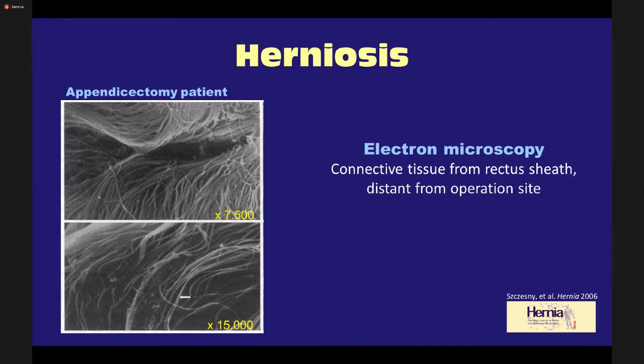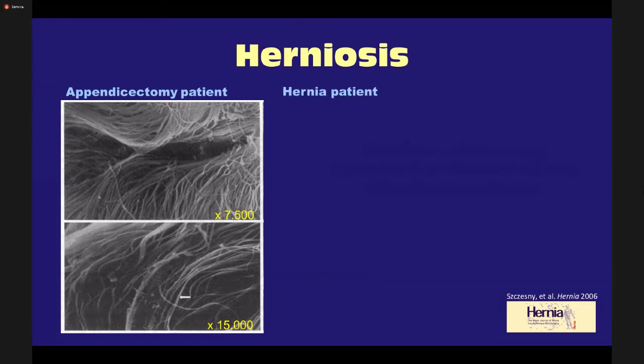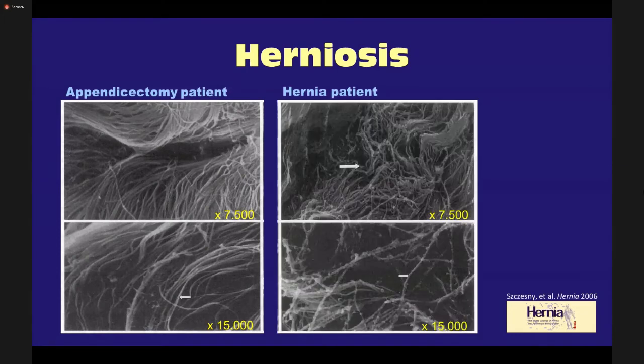Very nice pictures. This is a non-hernia patient from whom they took a biopsy from the rectus sheath while doing an appendicectomy. Then from a hernia patient they took the same biopsy distant from the hernia repair, and it looks like this. You can obviously see that there's a big difference. This is very poor quality connective tissue here.